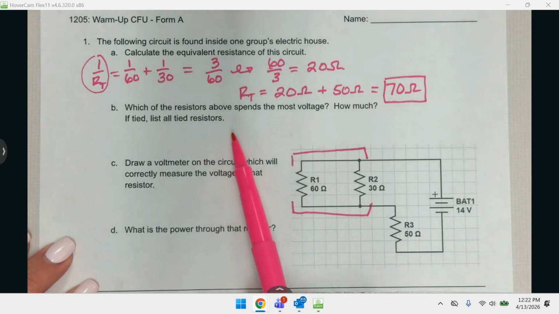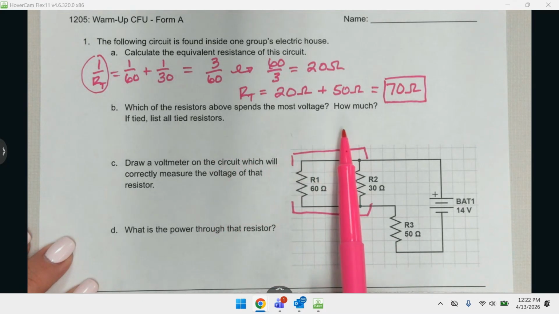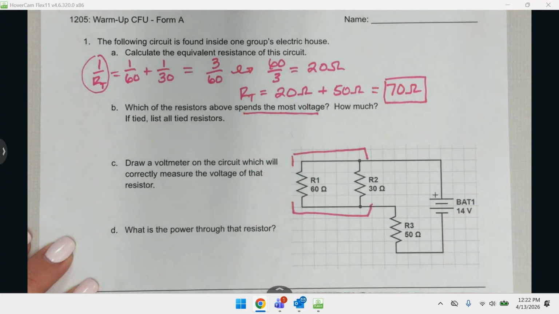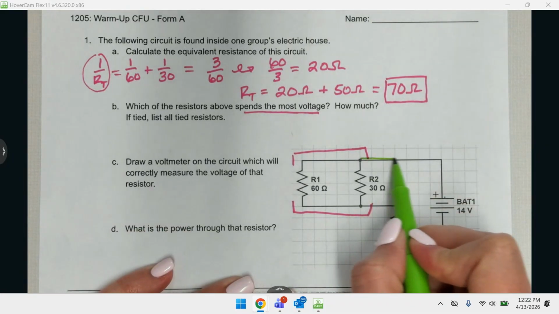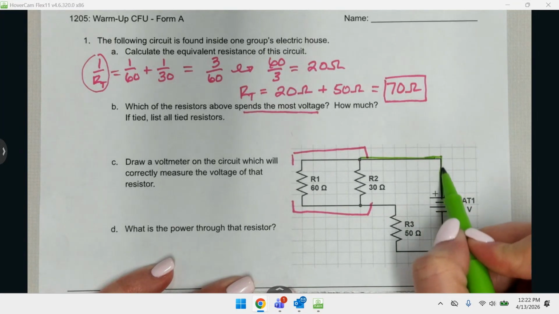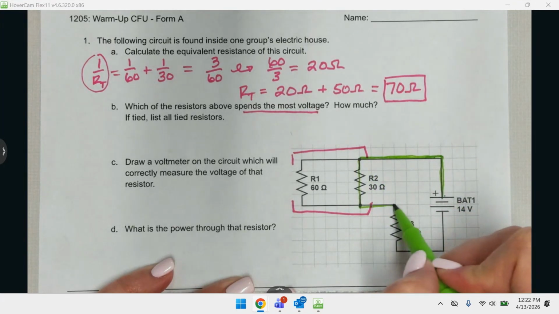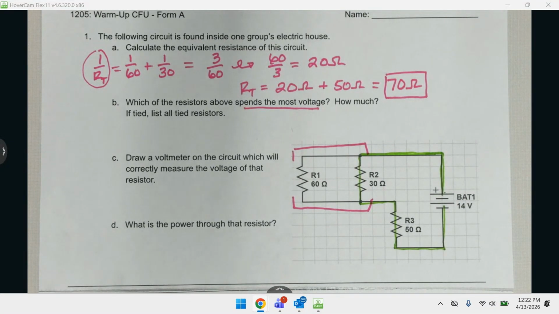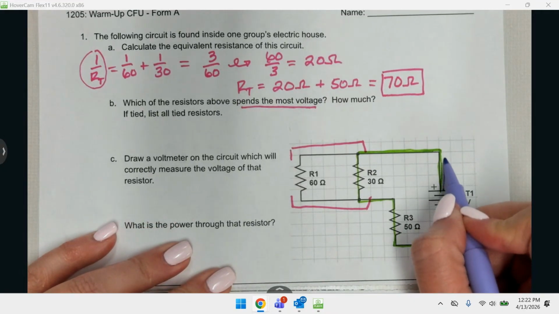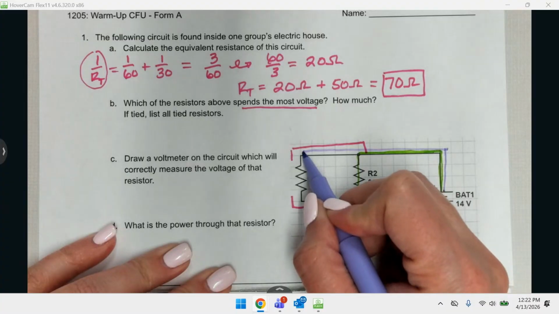Part B says which of the resistors above spends the most voltage, and then how much. If they're tied, list all of them. So I know that whenever I'm looking at spending voltage, I'm looking at voltage drops. This is a combination circuit, and so I know that in this circuit I have 2 different loops. And again, it does help, in my opinion anyway, to color code those loops. So some of your charges are going to be following this green loop here on their way back to the battery, and the other charges in the circuit are going to be following this purple loop on their way back to the battery.